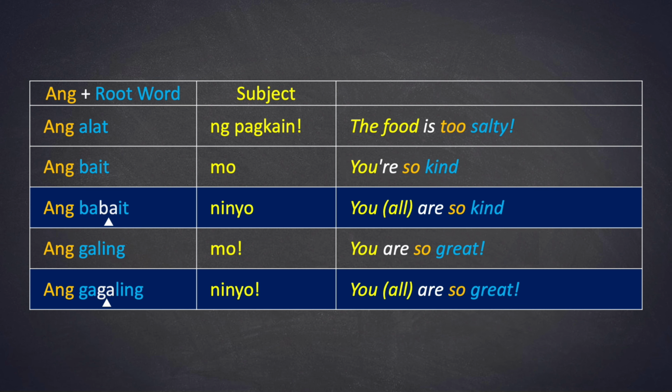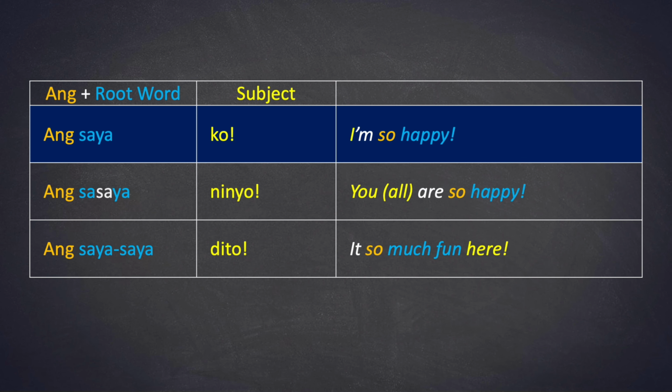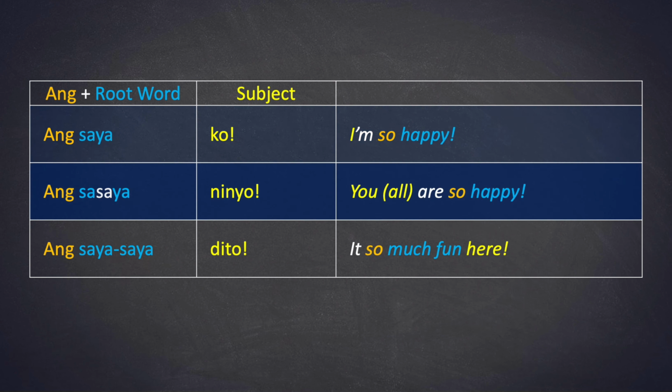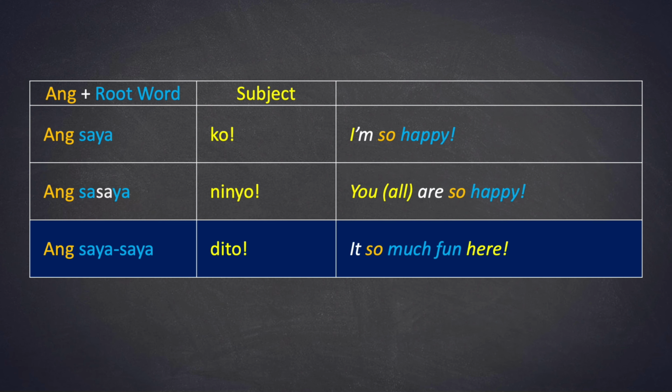Alright? Moving on. Ang saya ko. I'm so happy. Ang sasaya ninyo. You all are so happy. Do you see the reduplication to convert the adjective to the plural form? Moving on. Ang saya-saya dito. It's so much fun here. Sometimes words are repeated as a form of superlative. Saya-saya means very happy in this case. It can be translated as so much fun.